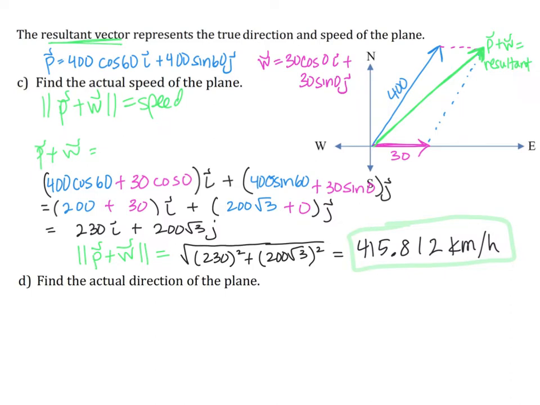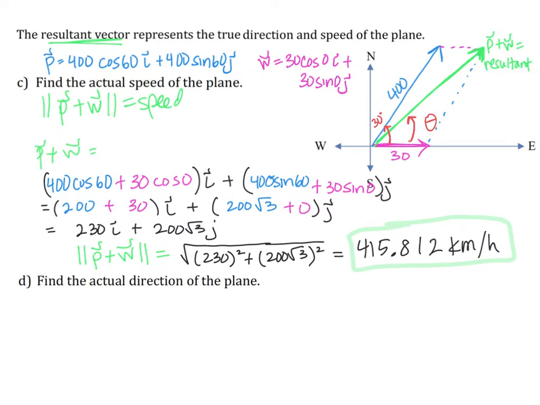Now to do the second part here, hopefully you're saying to yourself, oh, this should be relatively easy. It says find the actual direction of the plane. Well, the direction is this angle from the positive x-axis to the resultant vector. So we're trying to find this angle. If you recall, here we were going 30 degrees east of north. And so that means this entire angle here was 60, but that does not tell us what the angle is from the positive x-axis to the resultant vector.